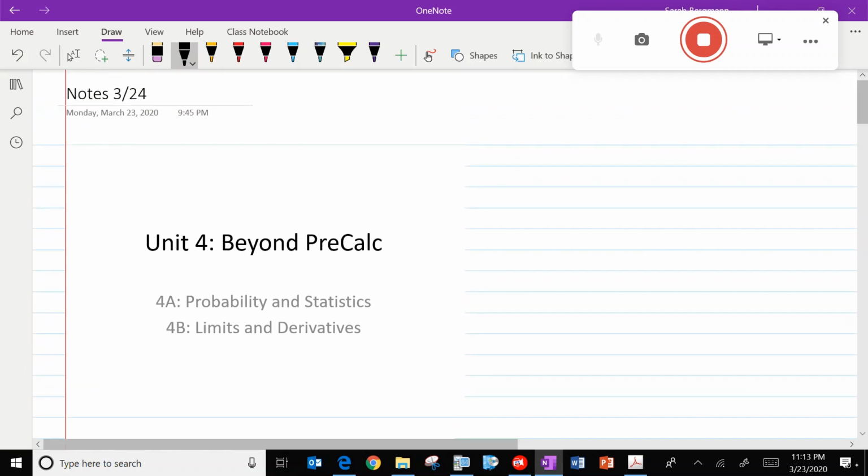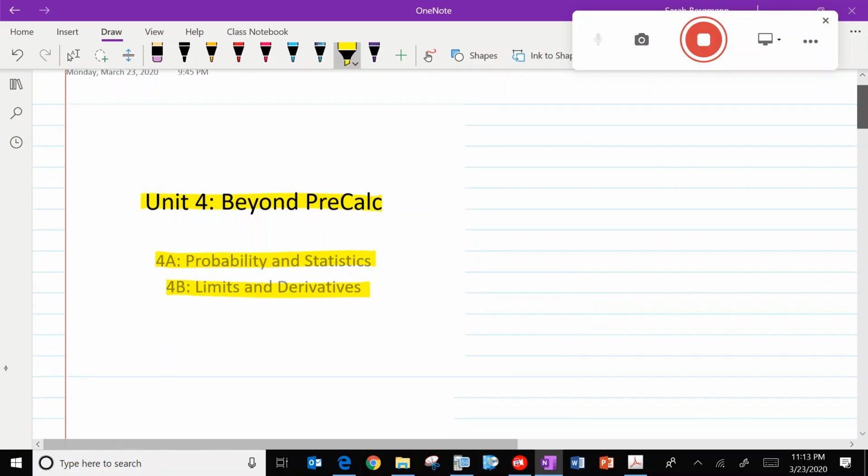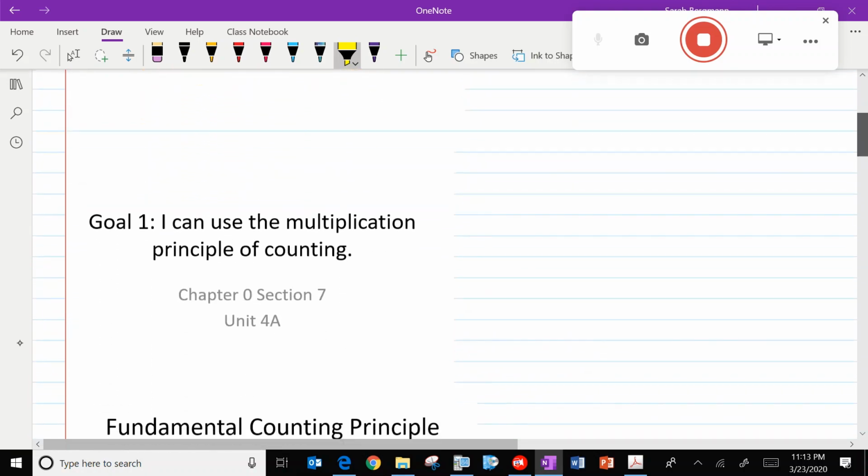Okay, so yesterday we began our new unit. It's Unit 4, and we're starting out with Section A, Probability and Statistics. So these are the 2 units that we are going to finish up the year with. These are things that you would do outside of pre-calculus, maybe what you'll do next year, or if you're going into college, maybe you'll take a class in one of these things. Next, we'll do limits and derivatives. That will be our last chapter of the year.